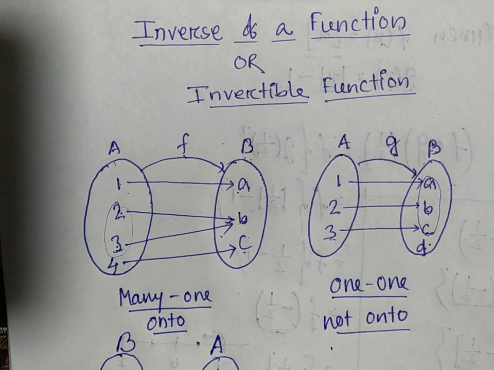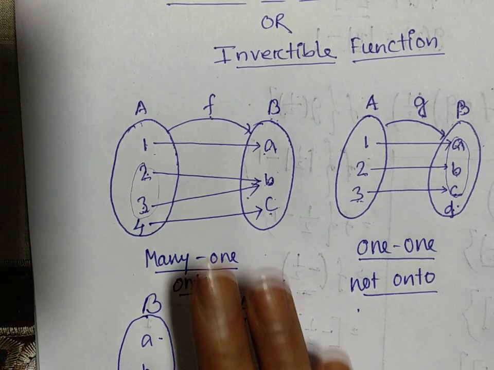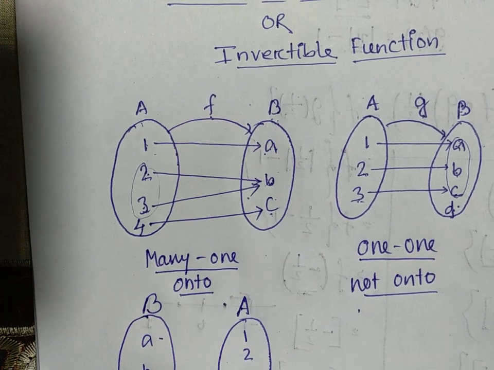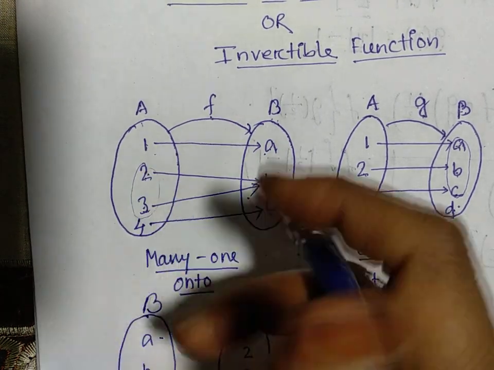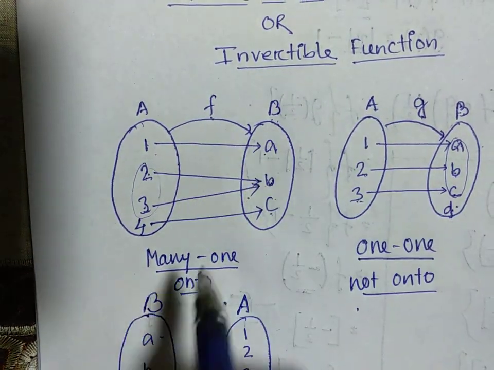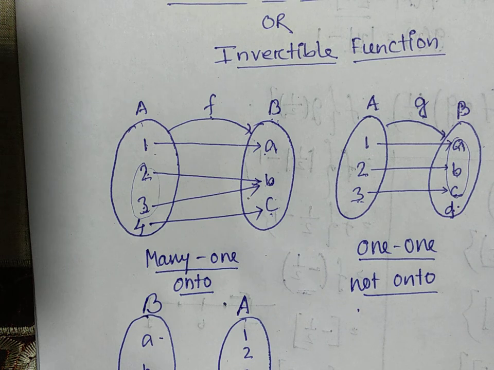Okay, so listen carefully. Here the function f is many-one and onto. Can we consider a function in the reverse way? That means here A is the first set, that is, the function f is defined from A to B. Can we consider this function f in the reverse way? Reverse way means from B to A. If we consider it, then what will happen?